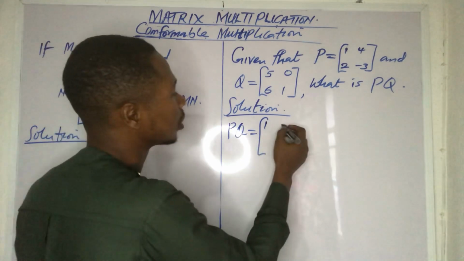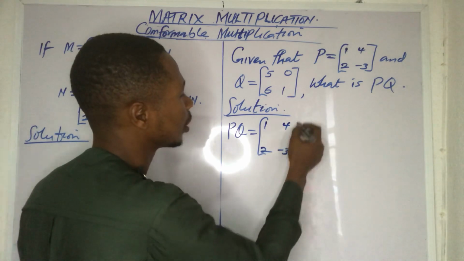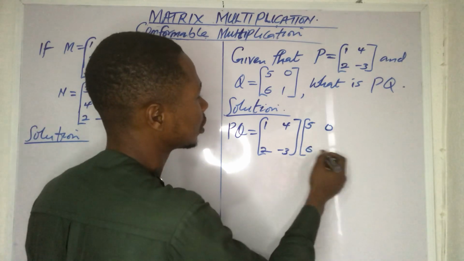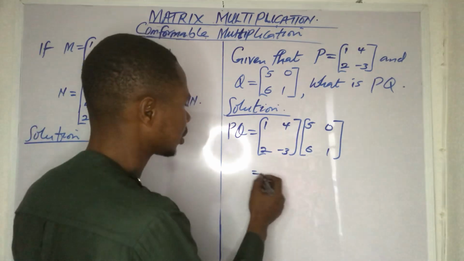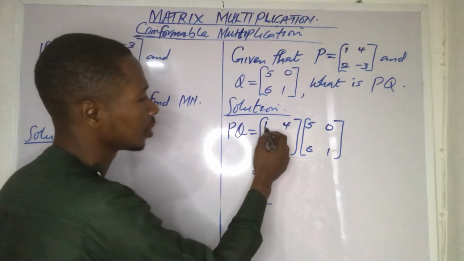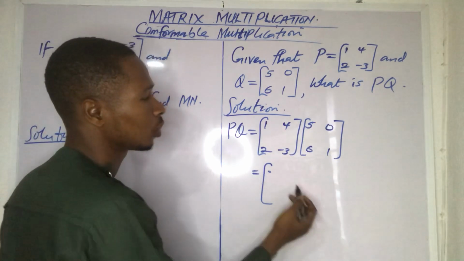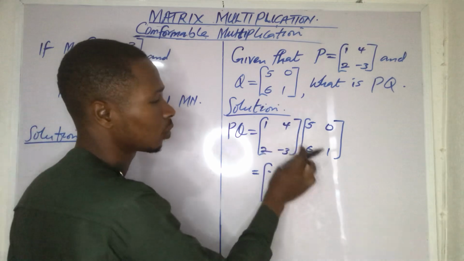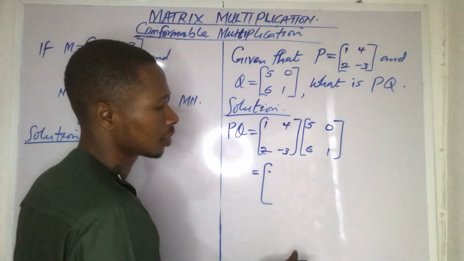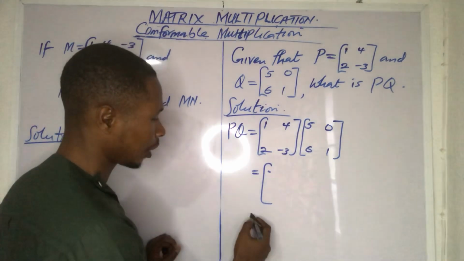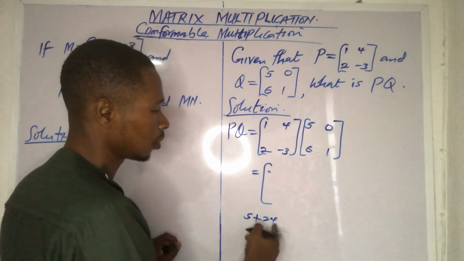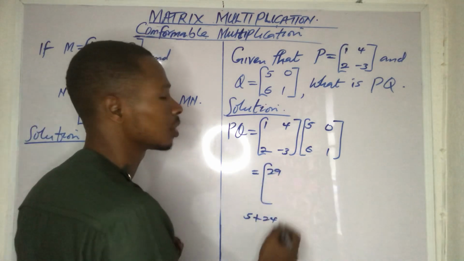should be equal to 1, 4, 2, minus 3. Then Q is 5, 0, 6, 1. So my answer now, to get the value that will be here, this row will multiply this column. How do I mean? 1 will times this, 4 will times this. I will say 1 times 5 plus 4 times 6. 1 times 5 will be 5, plus 4 times 6, that is 24. So if I add together, this place will be 29.